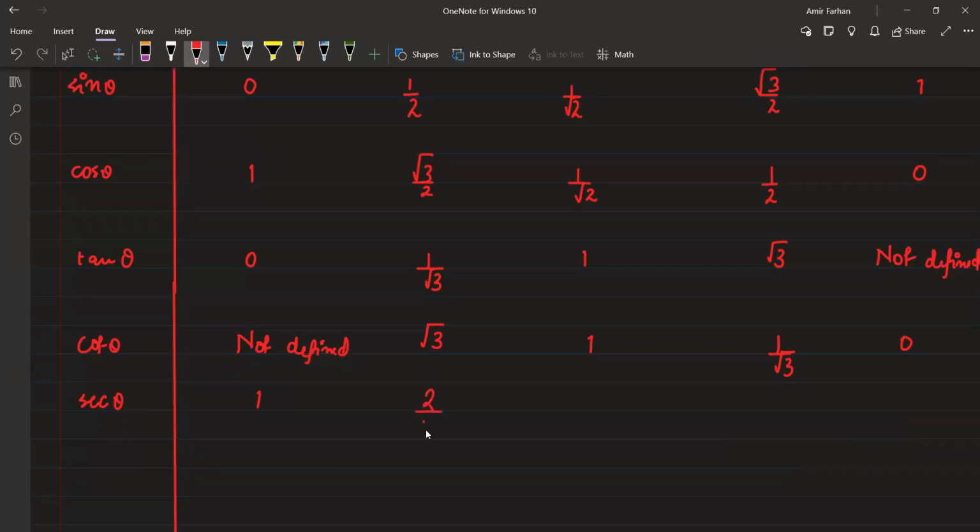So it is 2 by root 3. If you reciprocate 1 by root 2, what will you get? Root 2. If you reciprocate 1 by 2, you get 2. And if you reciprocate 0? Right now it's 0 by 1, but if you reciprocate, what will you get?